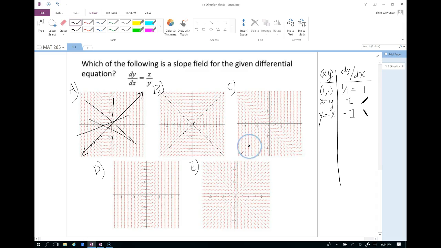C does not. Here's the line y equals x, and not all of the slopes on that line have a value of 1. Here's the line y equals x. All the slopes on that line have a value of 1, so that works. And on y equals negative x, all the slopes on that line have a value of negative 1. So we've at least narrowed it down to either B or E.